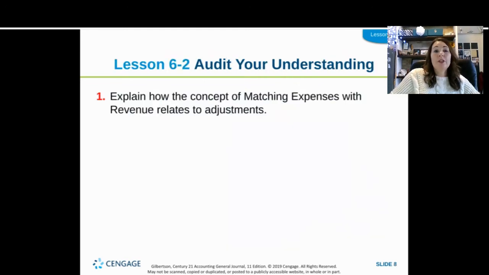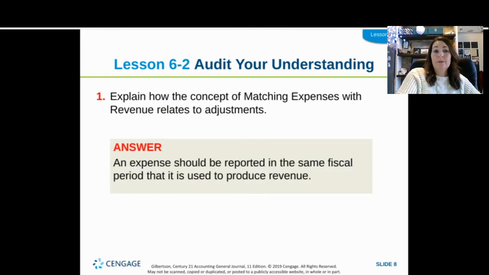Okay, question. Explain how the concept of matching expenses with revenue relates to adjustments. So it's just saying that your expense should be reported in the same fiscal period that it was used to produce the revenue. So if I bought a truckload of pencils on January 1st, but didn't use some of them until August, I need to make sure that it's in the same fiscal period of August, because that's whenever I used my pencils.